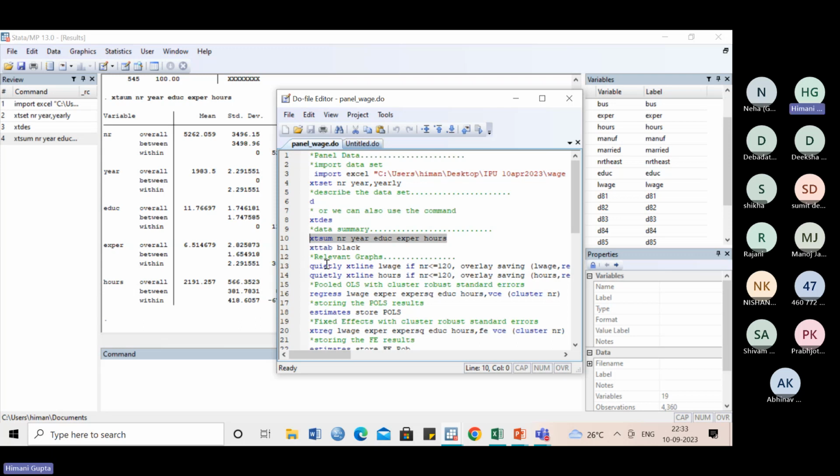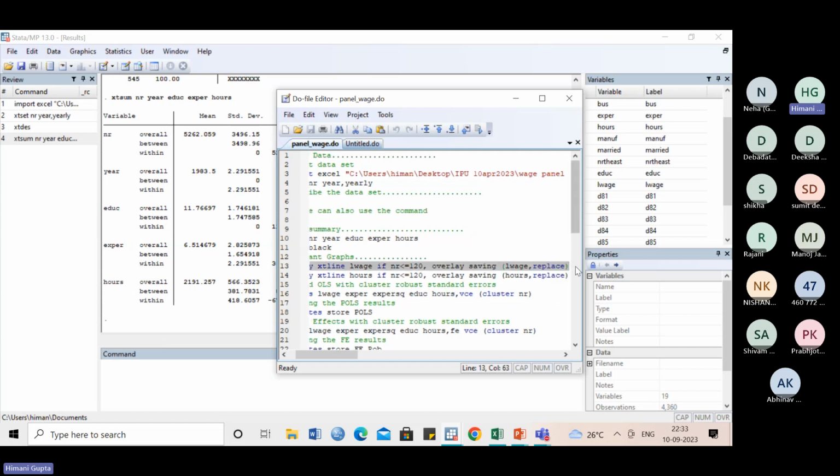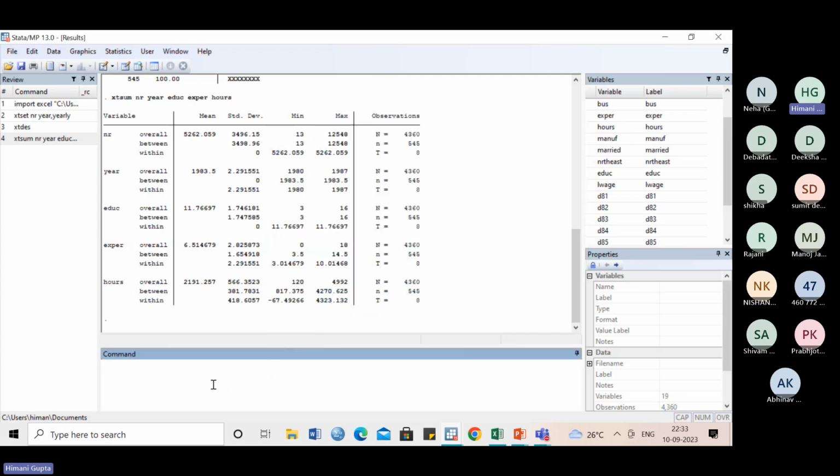Now, the first thing is how to make a graph in this. It depends, because this panel data consists of many people. So you can make it for all, or you can say that I want to make a diagram for a part of the panel data. So what I have done over here, I have given the instruction to make the graph of all those employees whose serial number is less than 120.